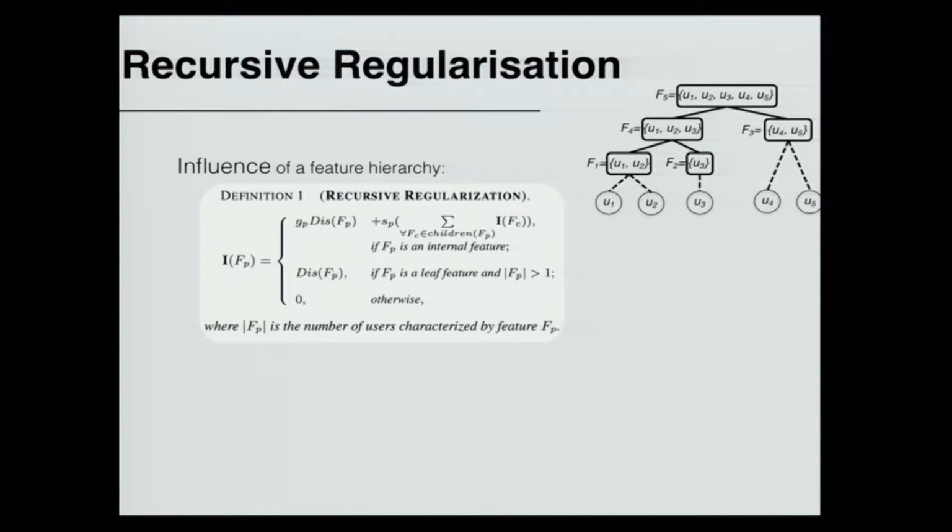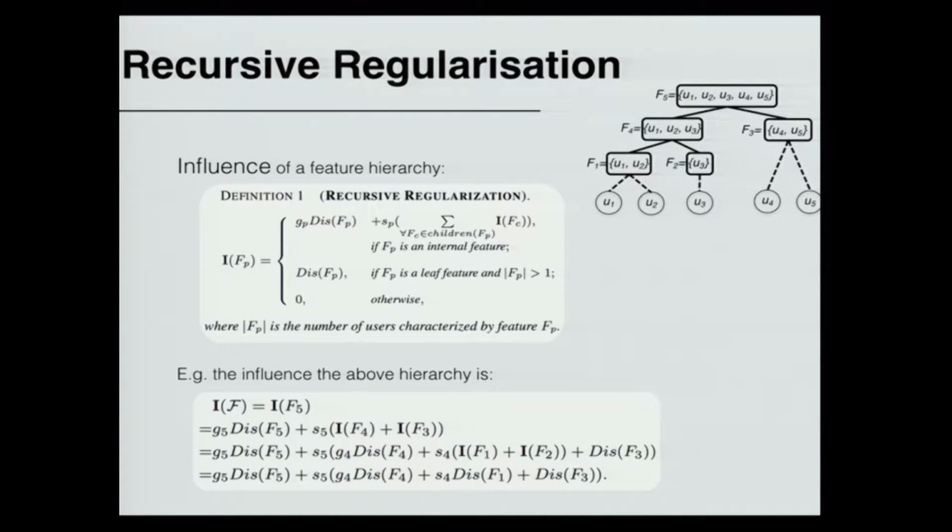Then we have the ultimate recursive regularization, which is defined recursively to distribute the influence of features from the root feature to the leaf features. Now, I will use an example to illustrate this. Consider the feature hierarchy on the left top. The influence of this feature is defined like this.